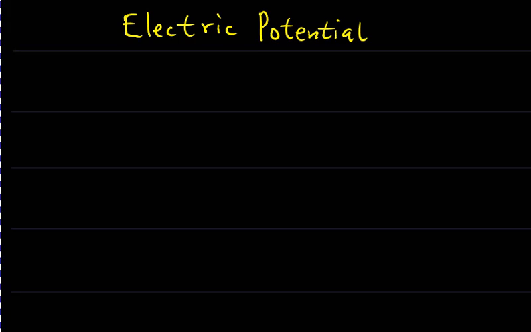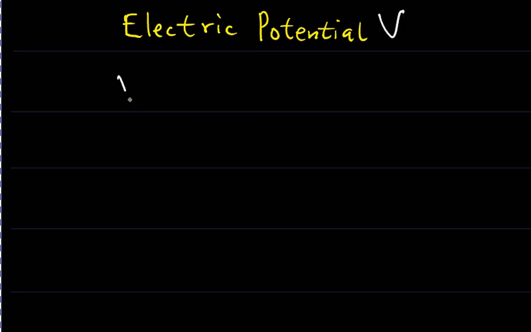Welcome back. The third phenomenon we are going to consider under this topic is electric potential. The same way electric field intensity is measured at a point in an electric field, we can also measure electric potential at a point. What is electric potential? The symbol of electric potential is V.